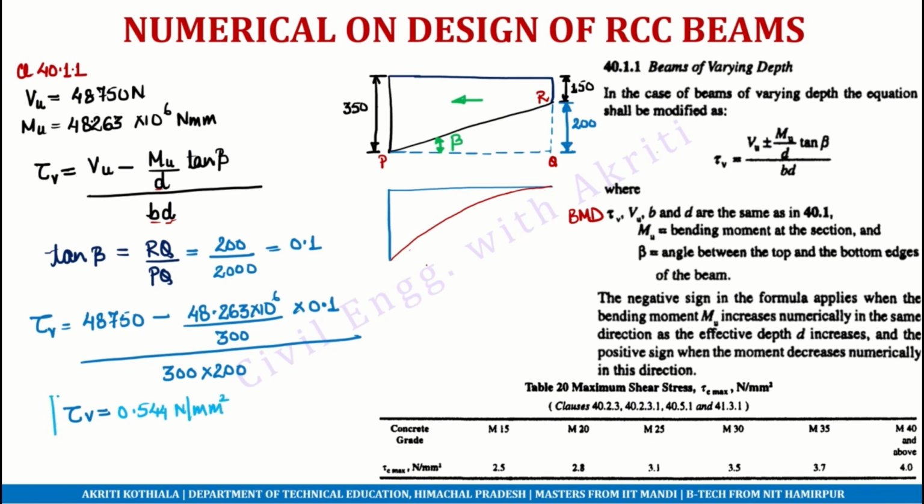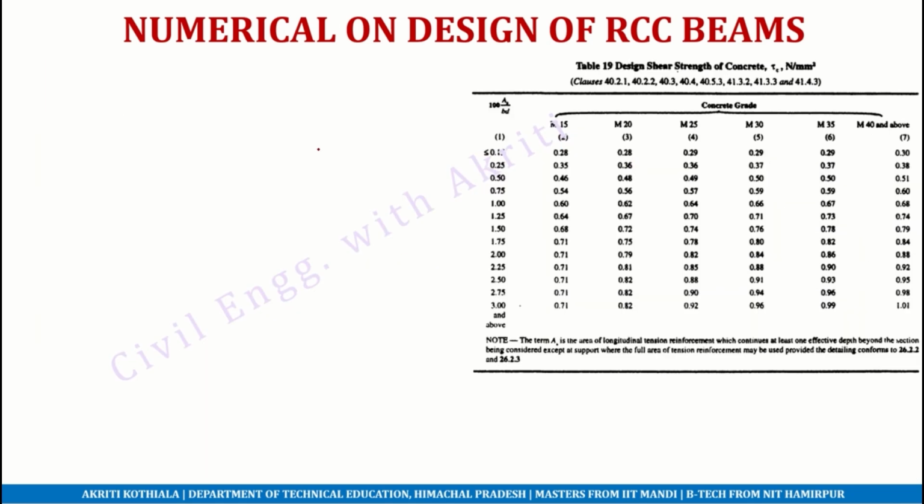Now from the previous questions, we know that we have to check whether this value of tau v is greater than the maximum shear stress given in table 20 or not. For M20 concrete, the maximum shear stress tau C max is equal to 2.8 and the value of tau v is less than tau C max. Hence this is okay and we can move forward.